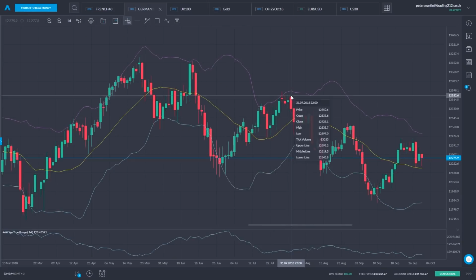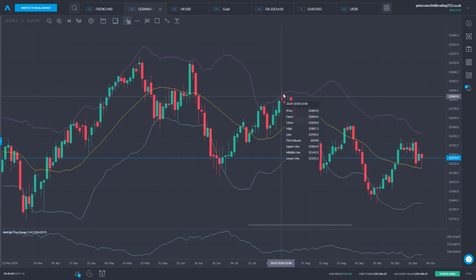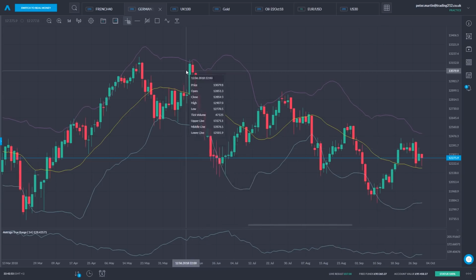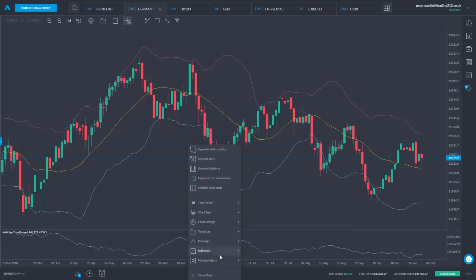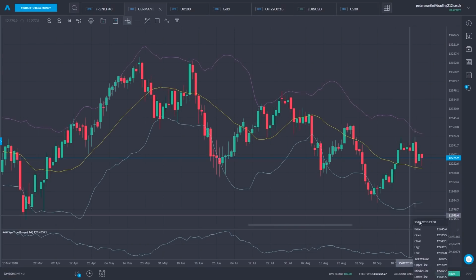So we can see there's the upper line and the lower line, and we can see that it does a fairly decent job of tracking the outer limits of where price oscillates to. We do get occasions where it breaks outside the Bollinger Bands. If we wanted to widen them, we could just right click and manage objects and click on Bollinger Bands again and change this deviation value, make it something larger to make the Bollinger Bands go wider. But I'm quite happy with these default values.